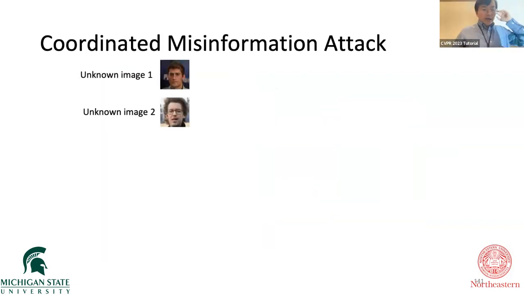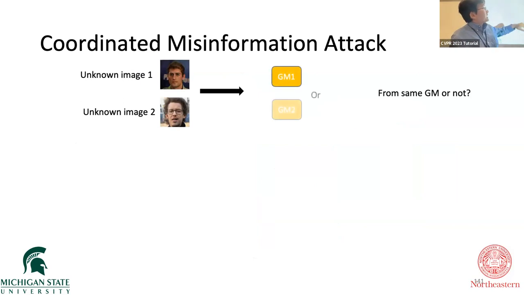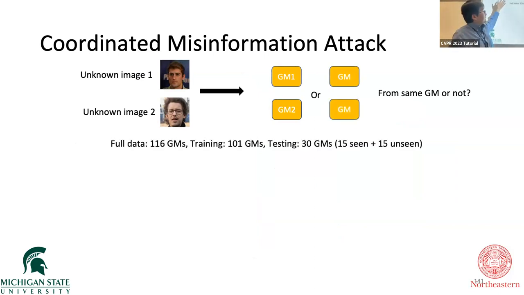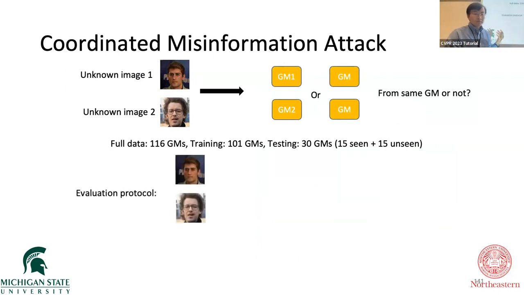Okay, so I mentioned this coordinated misinformation attack. We actually evaluated this. If you have two different unknown images, you want to say whether they come from two different GMs, GM1 or GM2, or from the same GM. To formulate this problem, we take the 116 GMs and separate them into training and testing sets, where 15 are seen and 15 are unseen, right? They're both there. And then we're given two tests.